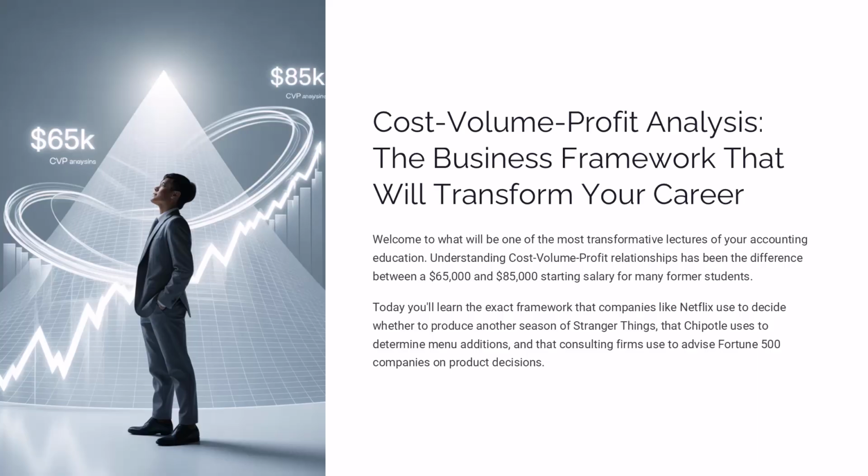This isn't just academic theory. You know how you're always trying to figure out if you should buy the monthly unlimited Metro card for $127 or just pay per ride, or whether it's worth getting the Spotify family plan versus individual subscriptions for you and your roommates? Well, those are actually CVP decisions you're already making intuitively. And today we're going to give you the mathematical framework to make those decisions with precision and confidence.